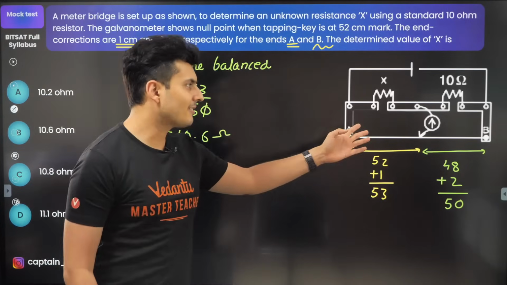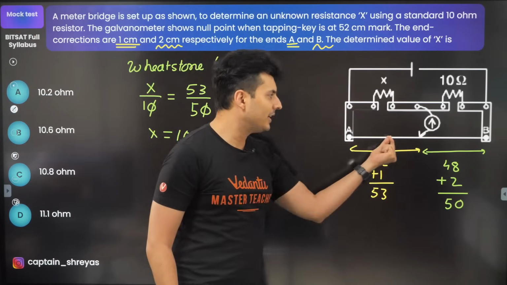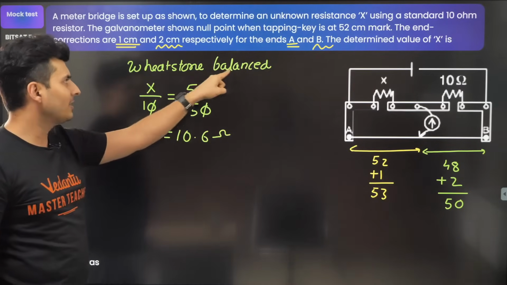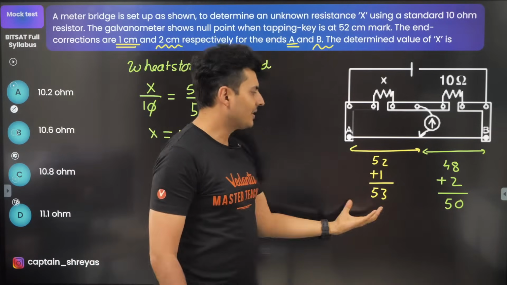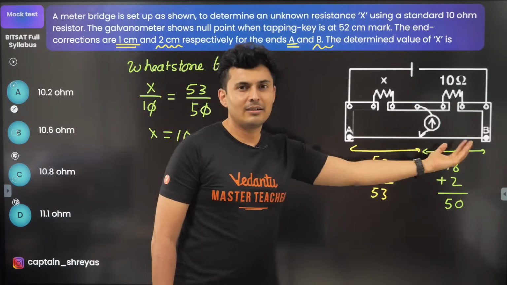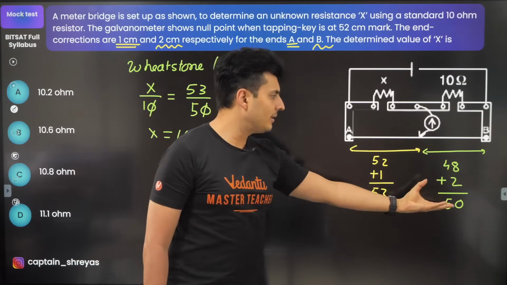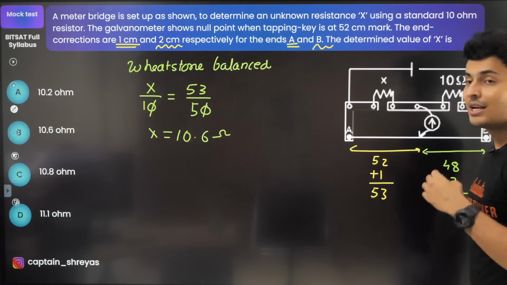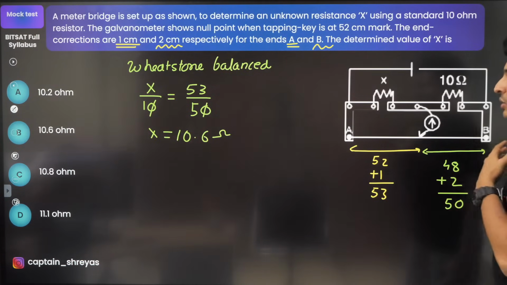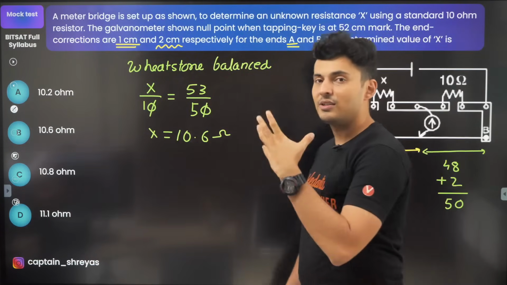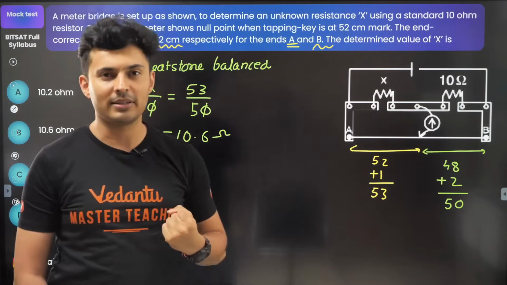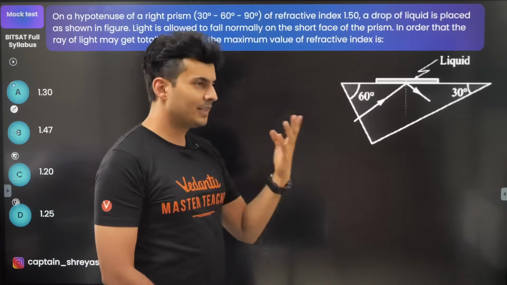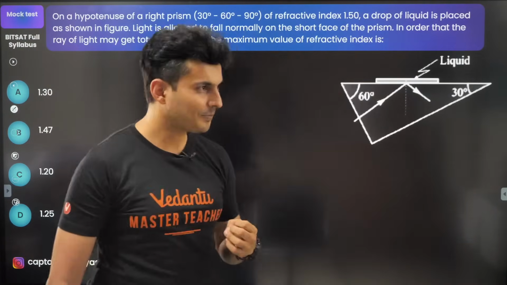So you always have a standard resistance. You move this point till you see there is no deflection, and the moment there is no deflection, the Wheatstone bridge gets balanced, and that's it. You would be given the end corrections, you accommodate them, and just take the ratio, use this formula, and you get any unknown resistance. So the job of a meter bridge is actually to measure any kind of unknown resistance using a standard resistance. It's a beautiful method. Let's move on to the next question.